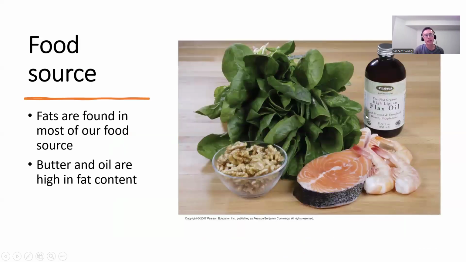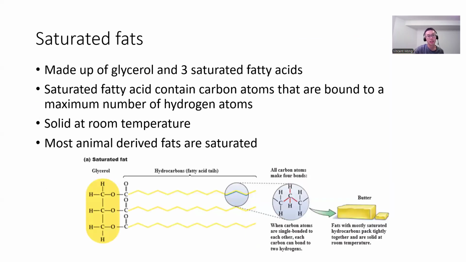Food source, where can you get fat? Well, they are kind of everywhere. If you eat meat, there's going to be some fat in it. And even if you don't eat meat, a lot of the plant products are also high in fat. Avocado, for example, has quite a bit of fat. People use coconut oil. Walnuts are good in fat, right? So there's no shortage of fat in our diet in general.